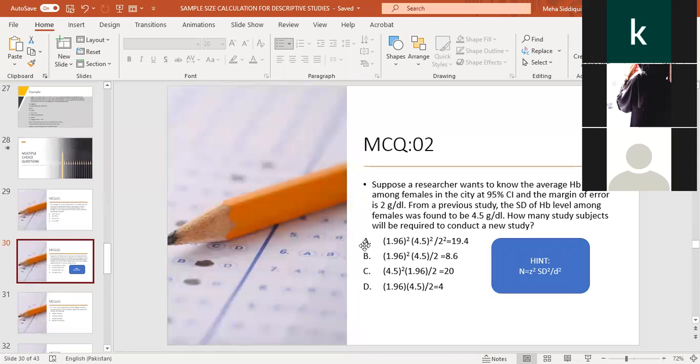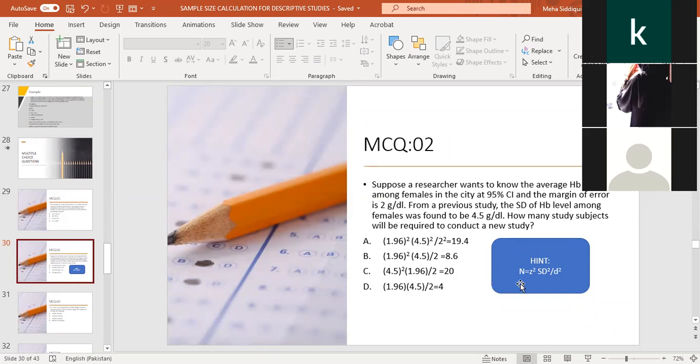Now, suppose a researcher wants to know the average hemoglobin level among females in the city at 95% confidence interval and the margin of error is 2 gram per deciliter. From a previous study, the standard deviation of hemoglobin level among females was found to be 4.5 gram per deciliter. How many study subjects will be required to conduct a new study? I have MCQs where calculator is required. So I will tell you the answers.